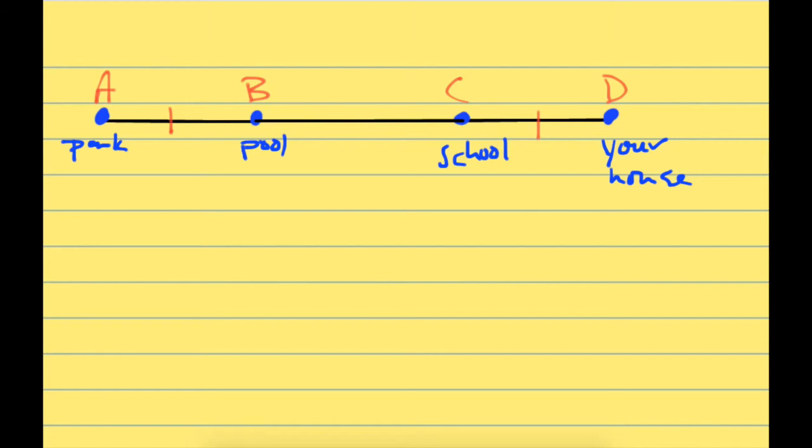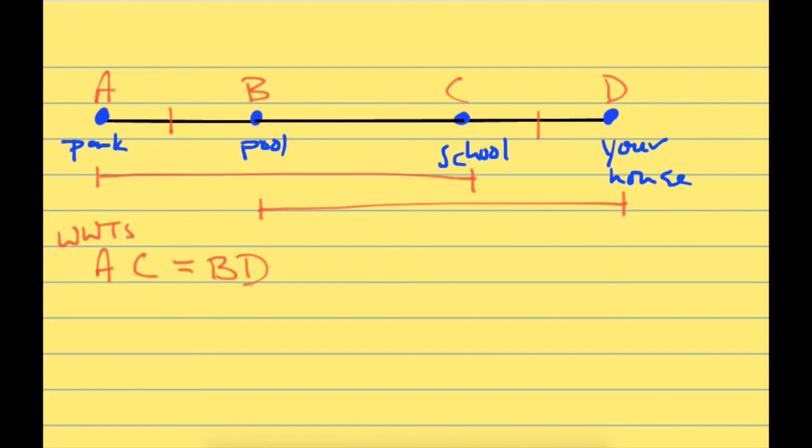Now, they want us to show that the distance from the park to the school is equal to the distance from the pool to your house. In other words, they want us to show that the length of AC is equal to the length of BD. So take a few minutes, see if you can come up with some statements and some reasons that will get us from AB is equal to CD, our given, to AC is equal to BD, what we're trying to show. So we'll pause the video and give you a chance to work on that.